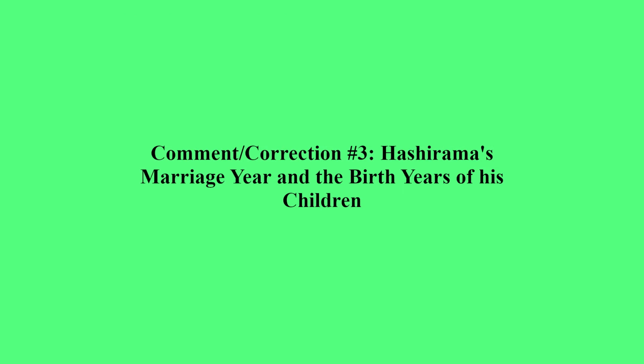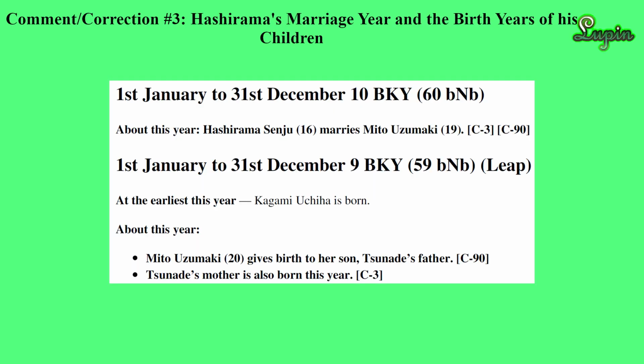Section number 3. Hashirama's marriage year and birth years of his children. This one is total fanon, but not without logical basis. Hashirama says in chapter 622 of the manga that the average life expectancy of people, either ninjas, civilians, or both, in the Warring States period was 30. That being the case, marrying and having kids young would have been very reasonable.